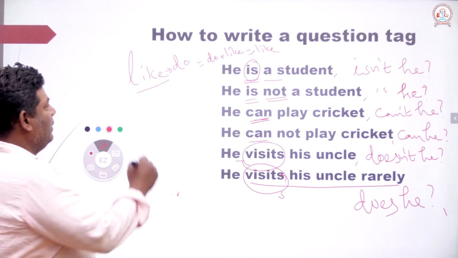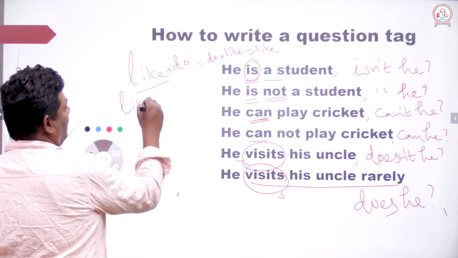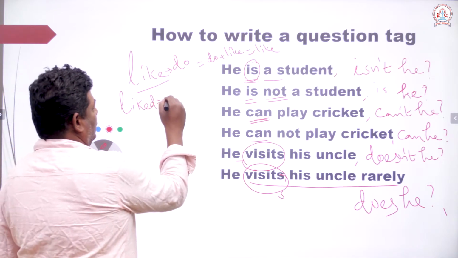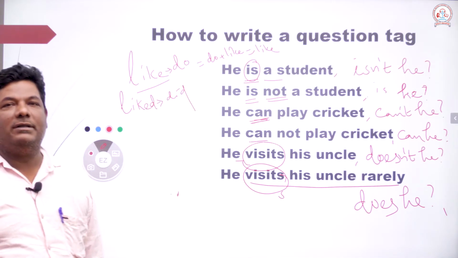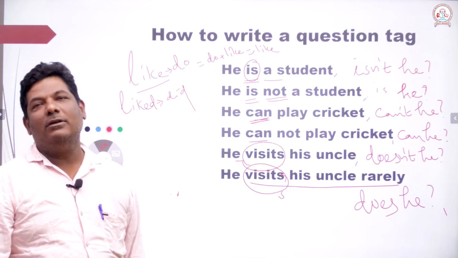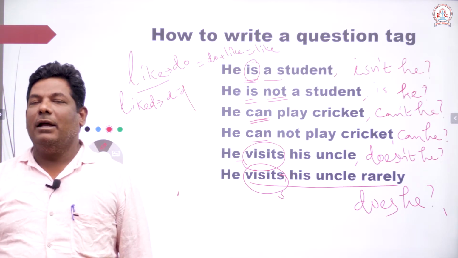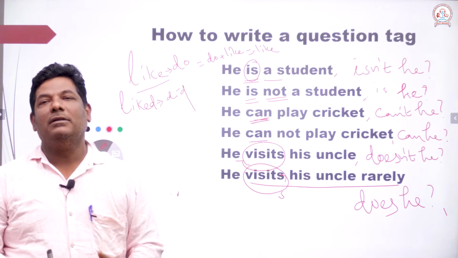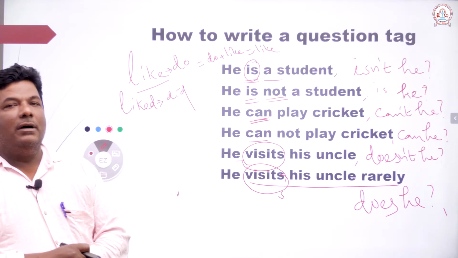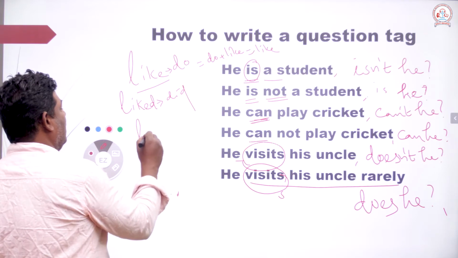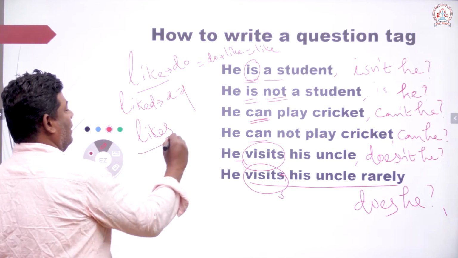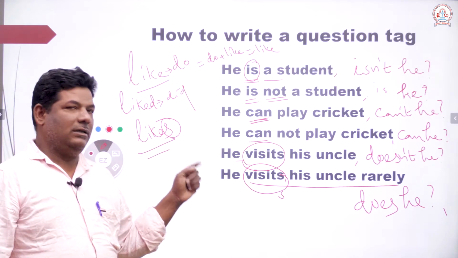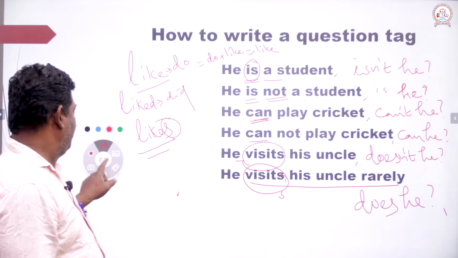Right. Then if it is liked, did is the auxiliary verb we must use. In all past tense, we have to use did for writing the question tag, okay, like liked, because liked is equal to did plus like, did plus like. And if it is likes, whenever you have s with the verb, we have to use does, okay, never forget it.